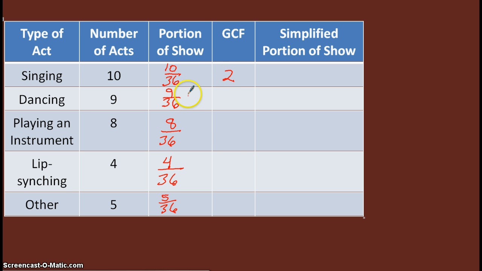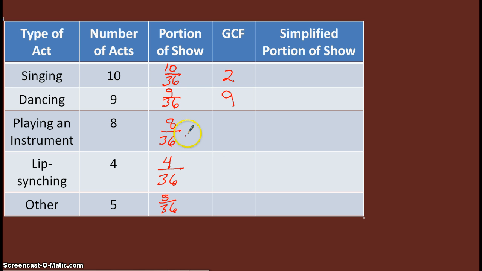Now in this one, where I have 9 and 36, I know that 9 is a factor of 36. I know 36 is a multiple of 9. I know that 9 will go into itself 1 time, and 9 will go into 36 4 times. So 9 is the greatest common factor of both 9 and 36.